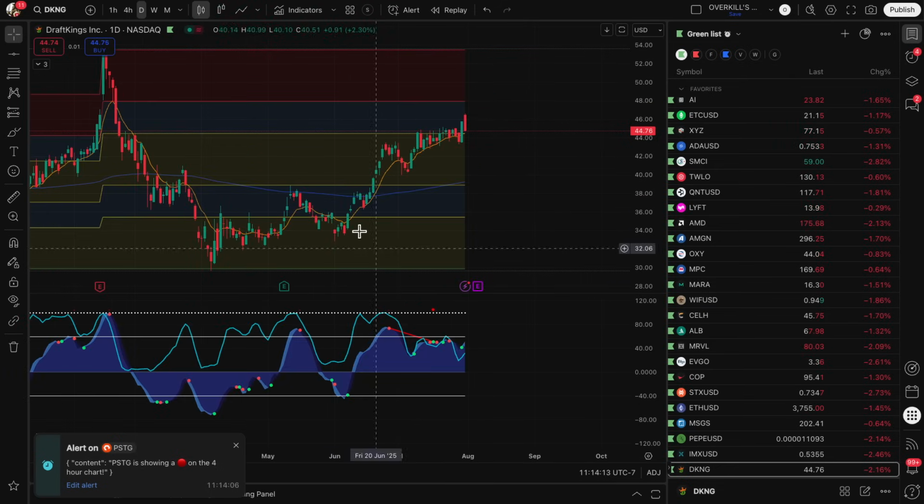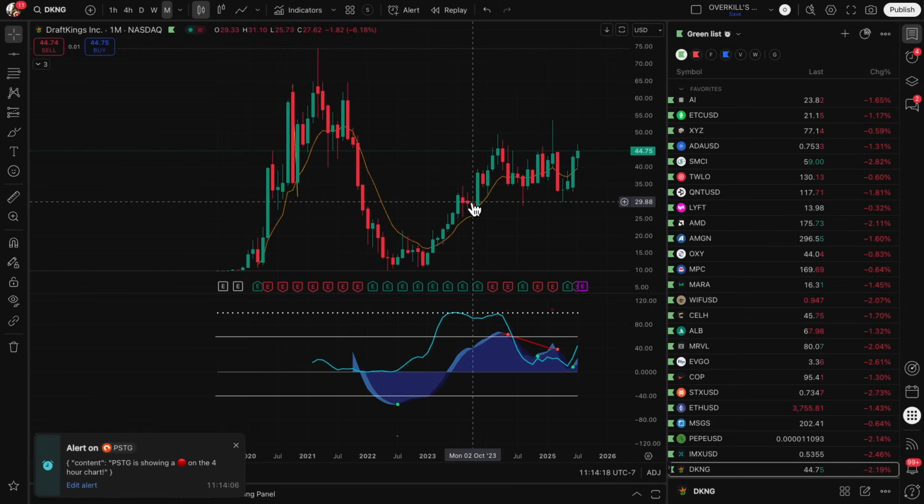DKNG's getting pretty close up there. Getting pretty close. They got earnings coming up, and they got football season coming up as well. Football's big for sports betting.